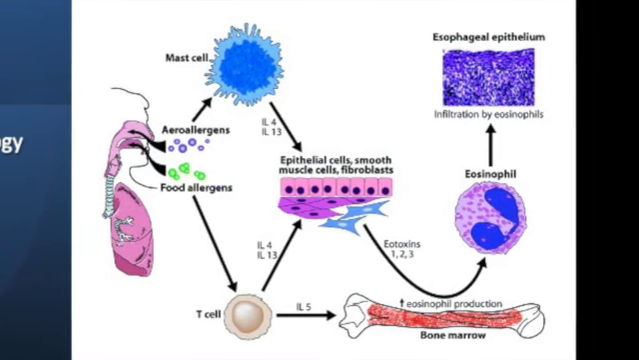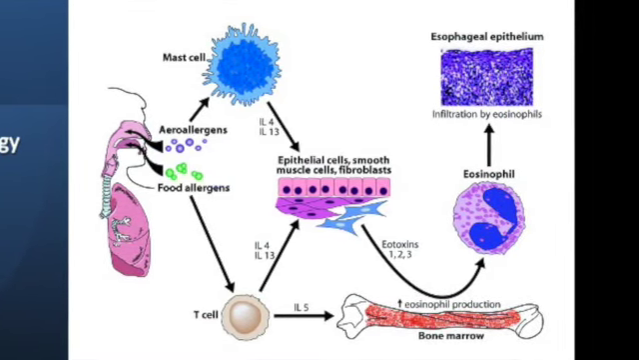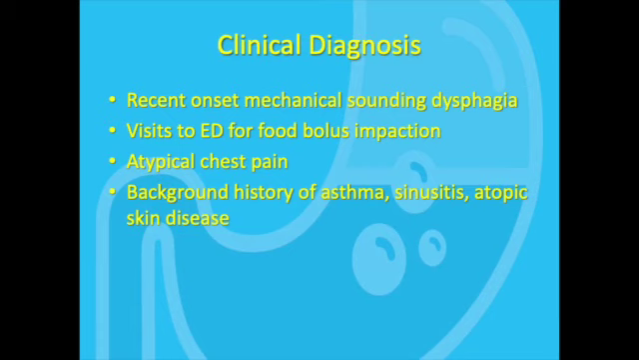Okay, so how is the diagnosis of eosinophilic esophagitis actually made? Well, one can have a high index of suspicion. For example, a 20 to 30-year-old presenting with mechanical sounding dysphagia and repeated episodes of food impaction. And by mechanical dysphagia, I'm talking about difficulty swallowing solids more than liquids. And by the way, if any of our listeners want to learn more about how to assess a patient with dysphagia, we actually cover that topic in a previous episode of GI 101.